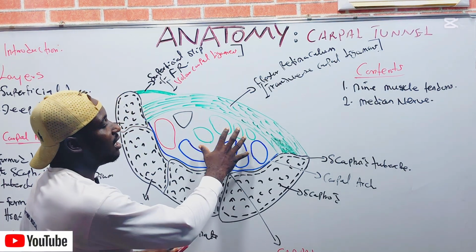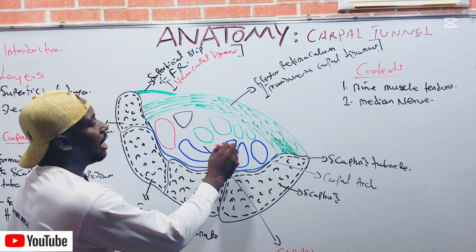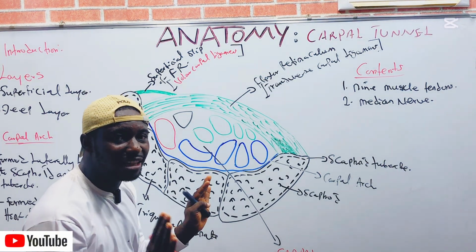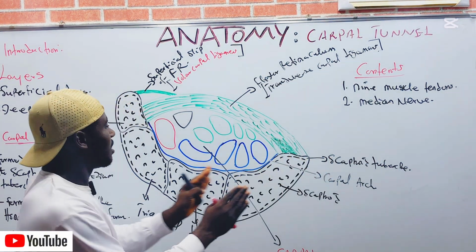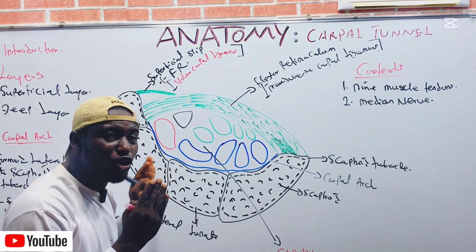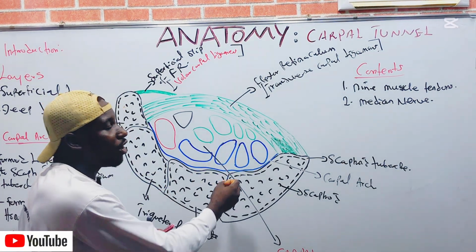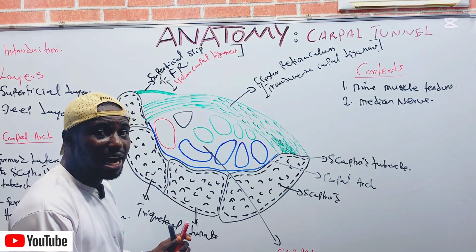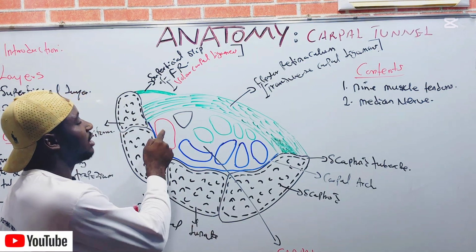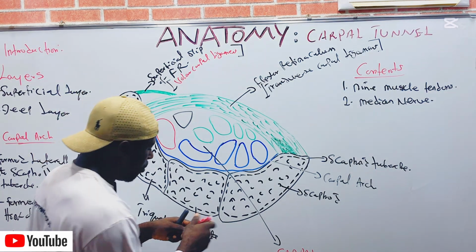So it has totally 9 tendons. But the 8 tendons of the flexor digitorum superficialis and profundus are covered by their own synovial sheath, whereas the tendon of the flexor pollicis longus is covered by its own synovial sheath. Permit me to take that again. The 8 tendons of the flexor digitorum profundus and superficialis are covered by their own synovial sheath, while the tendon of the flexor pollicis longus is covered by its own synovial sheath.